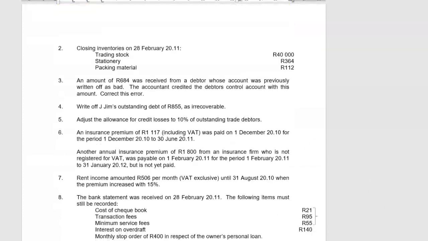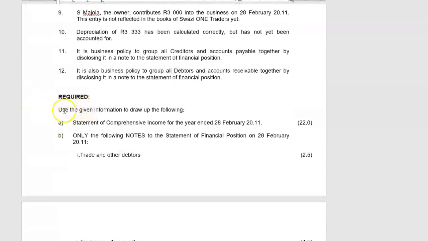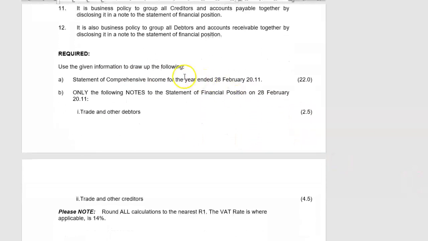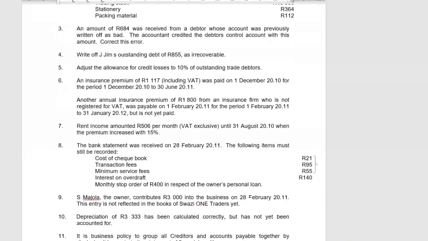Then they give us a lot of additional information. They want from you at the end of the day to do the statement of comprehensive income for the year ended 28 February 2011. You will see in the second semester we're going to do IS1 and you have a choice. You can call your income statement the statement of comprehensive income if there is any other comprehensive income, which there isn't in this case. So actually all they want from you is the statement of profit or loss. Only the following notes to the statement of financial position: trade and other debtors, trade and other creditors. Round all calculations to the nearest rand, and the VAT rate is, where applicable, 14%, which we've already seen.